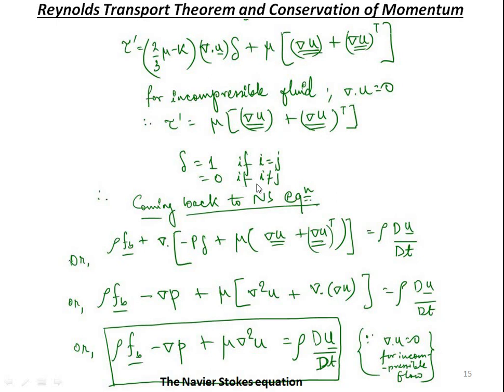If we replace all those terms in equation number 1, we come back to the Navier-Stokes equation, that is rho fb minus grad of p plus mu del square u equals rho du by dt. Here rho fb is our external forces, minus grad of p is our pressure force, and we have del square u as our viscous diffusion part, and we have rho du by dt, which is the substantial time derivative of u with respect to t, which is a Lagrangian part. So divergence of u is zero for incompressible flow. This is our well-known famous equation, the Navier-Stokes equation.